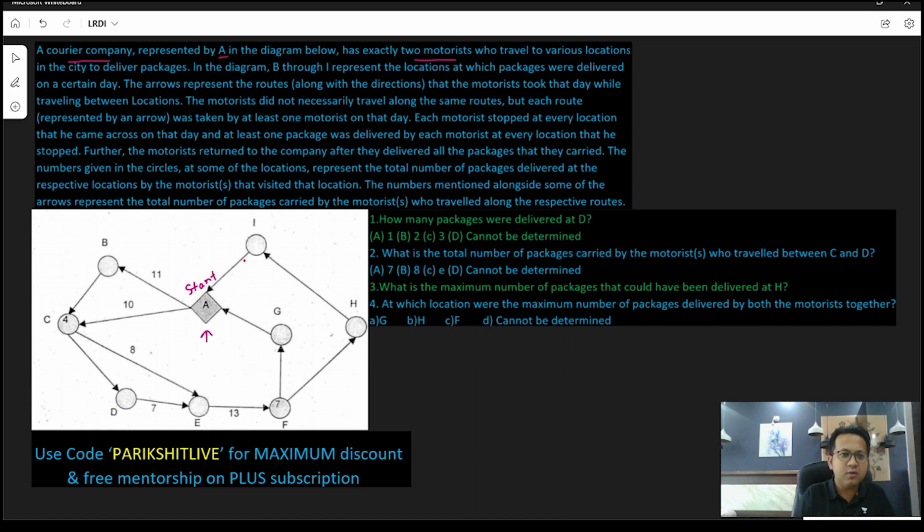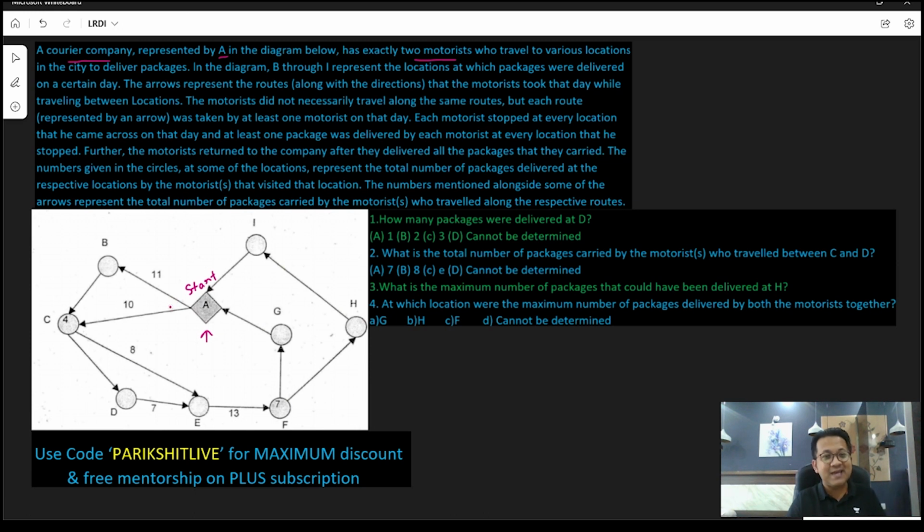In the diagram, B through I represent the locations at which packages were delivered on a certain day. So B to I are the delivery locations. The arrows represent the routes along with the directions that the motorists took that day while traveling between locations. The arrows represent the direction of movement. Example, A to B: you go from A to B, you don't follow B to A. Can you come from B to A? No, you can't. But you can go from A to B.